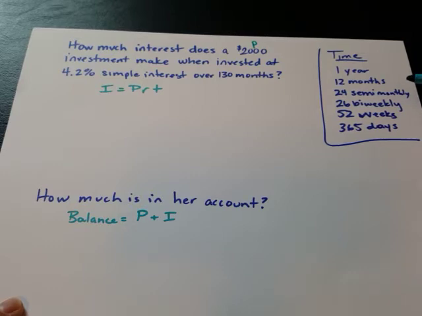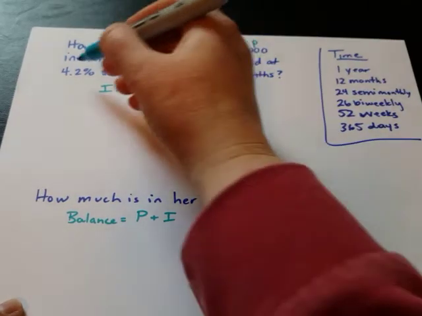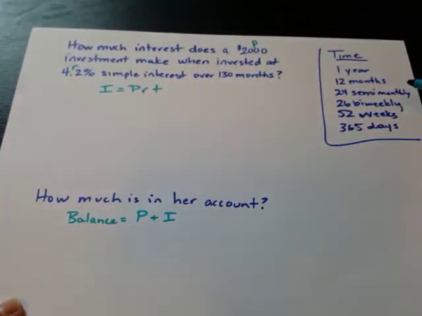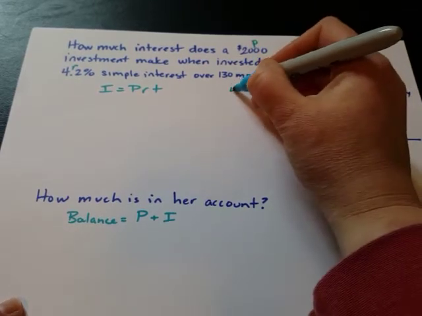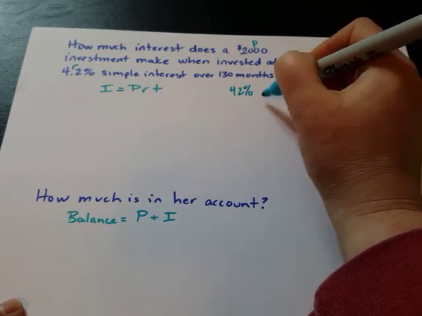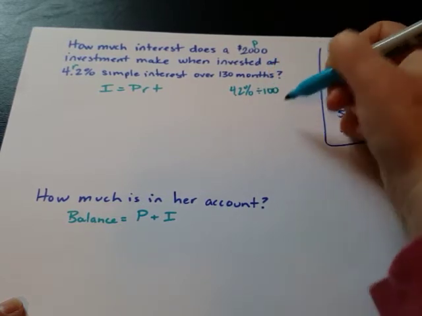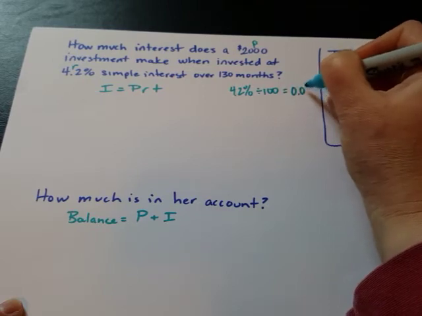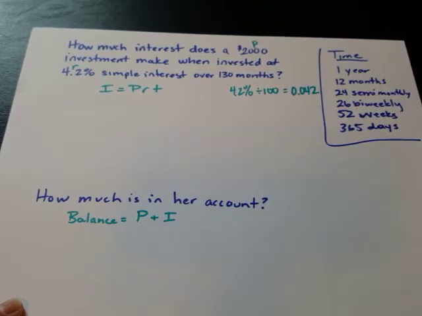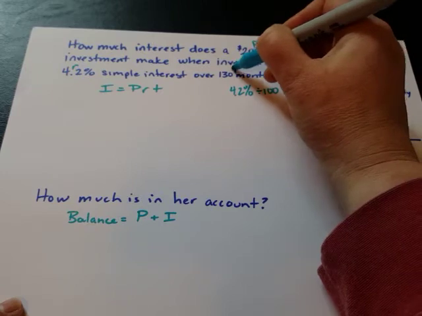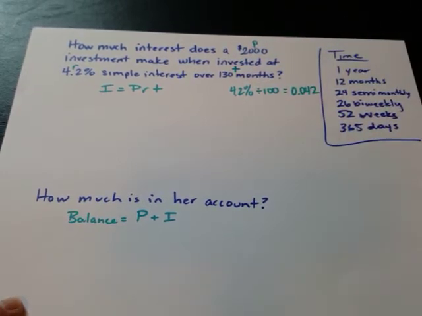So the 2,000 is representing P for principal, or how much we start with. The rate we could see here at 4.2%. Problem though, we can't use that number right now. We have to take 4.2% and convert it to a decimal, so we're going to divide by 100 in order to do that. And then the last number that we're looking at is the 130 months for the investment time. So T for time. Again, we need that in terms of years.